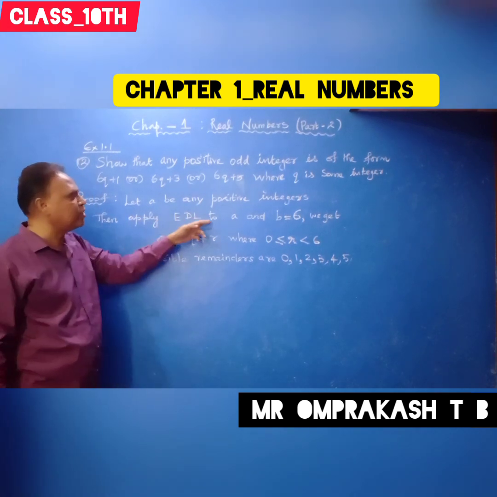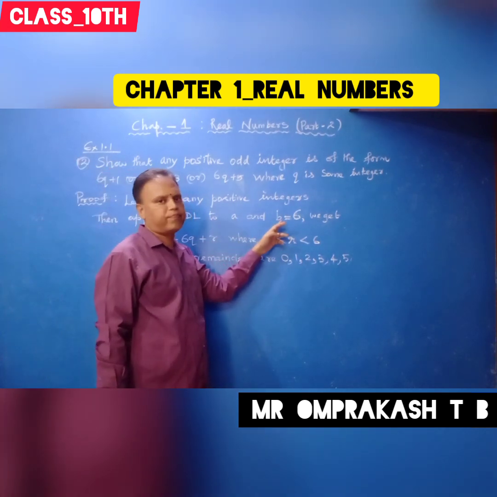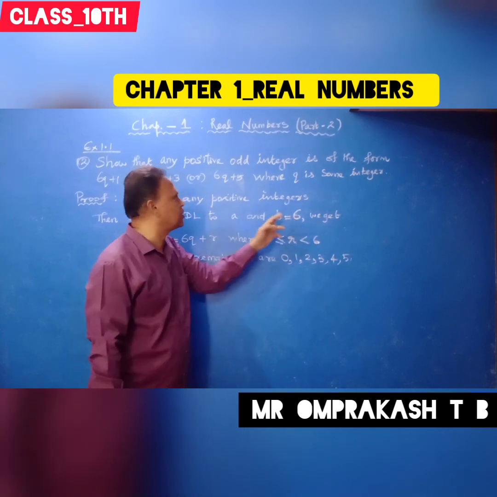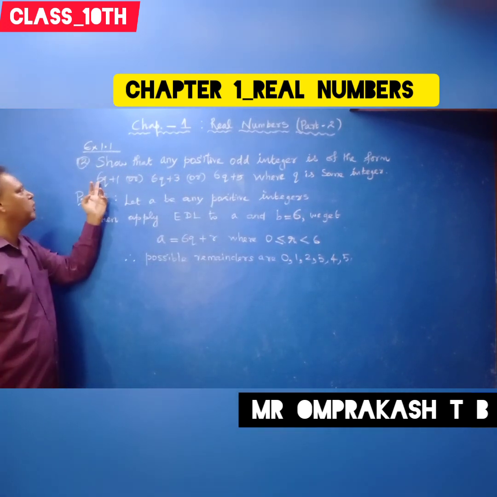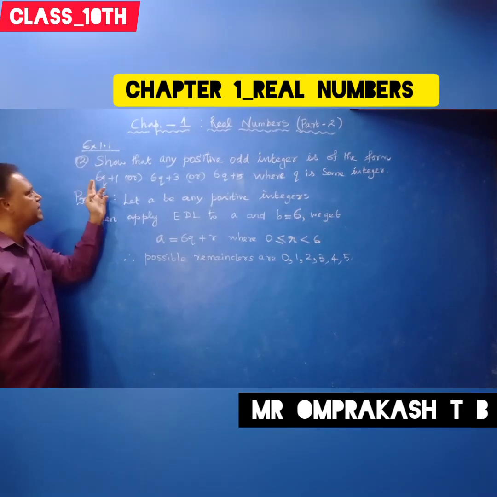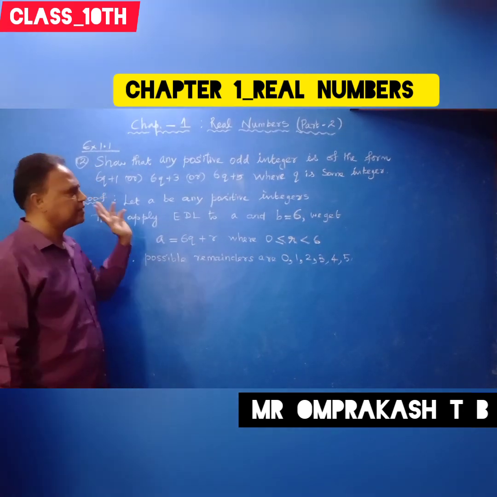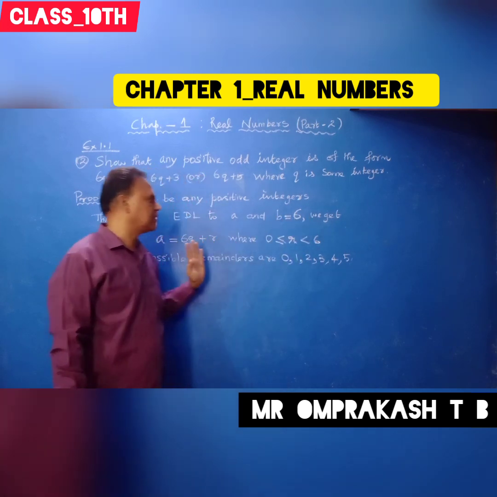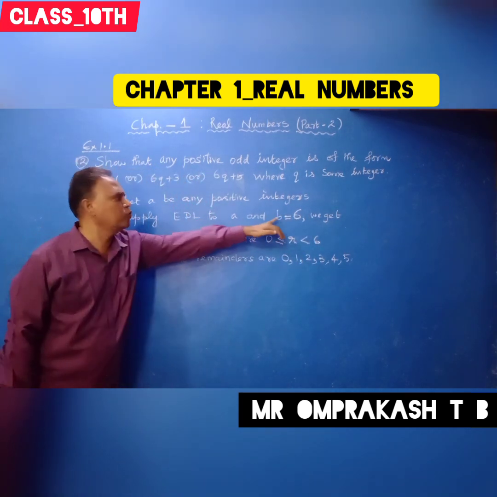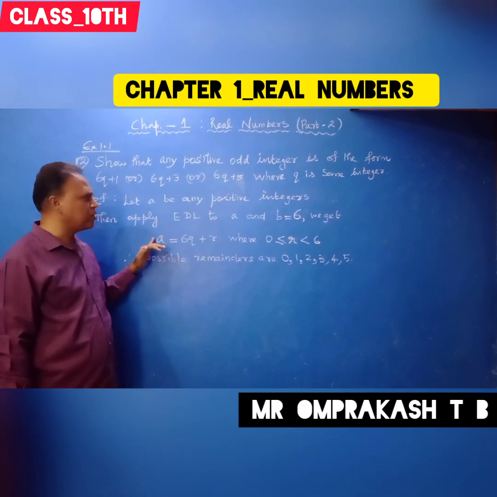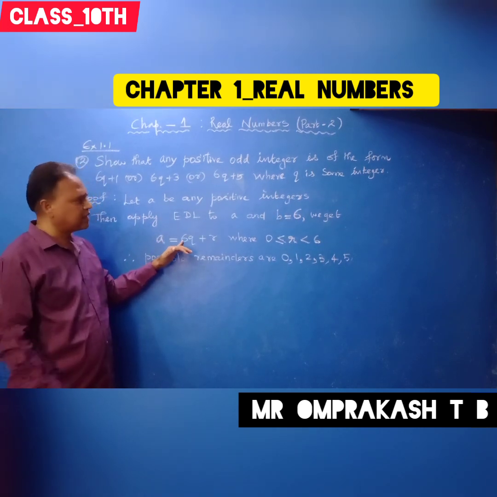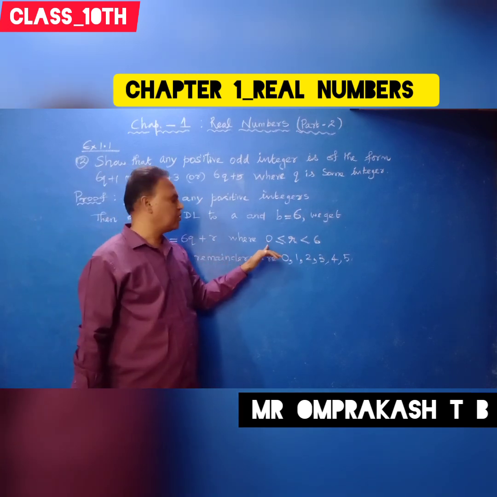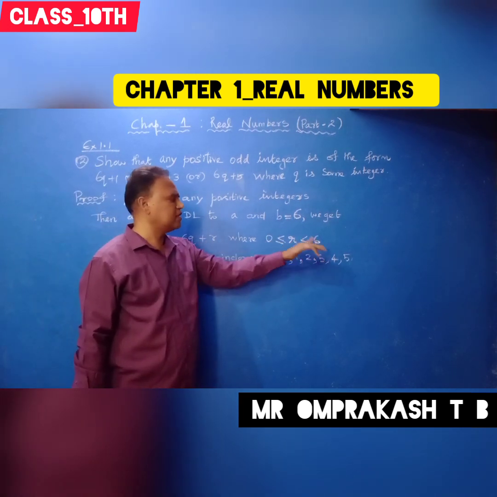Then apply EDL to a and b. b I am taking here 6. Why I am taking 6? In the proof you see we have to get 6q plus remainder. This form we have to get. That's why b is 6. So we write that statement: a equal to, that is dividend equal to divisor 6 times quotient plus remainder r, where 0 less than or equal to r less than 6.